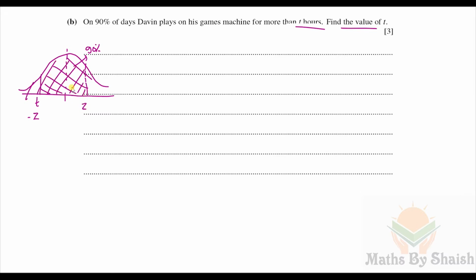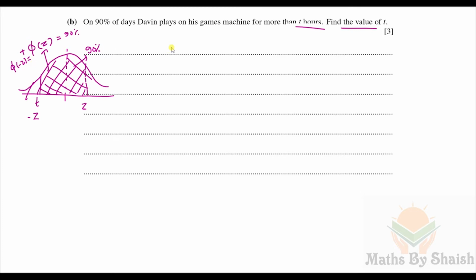And this area is going to be phi of z. But since it is on the negative side, we'll write the minus z here. Means the z value would be minus. So from here, this phi z is 90%, but the value of z is minus. So it is the same as phi of minus z in this case.